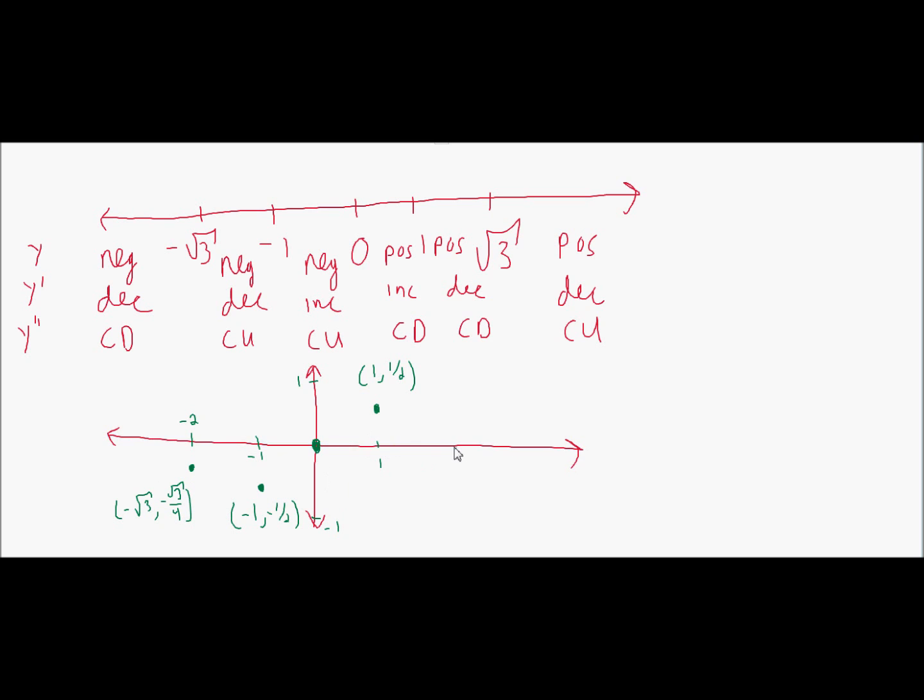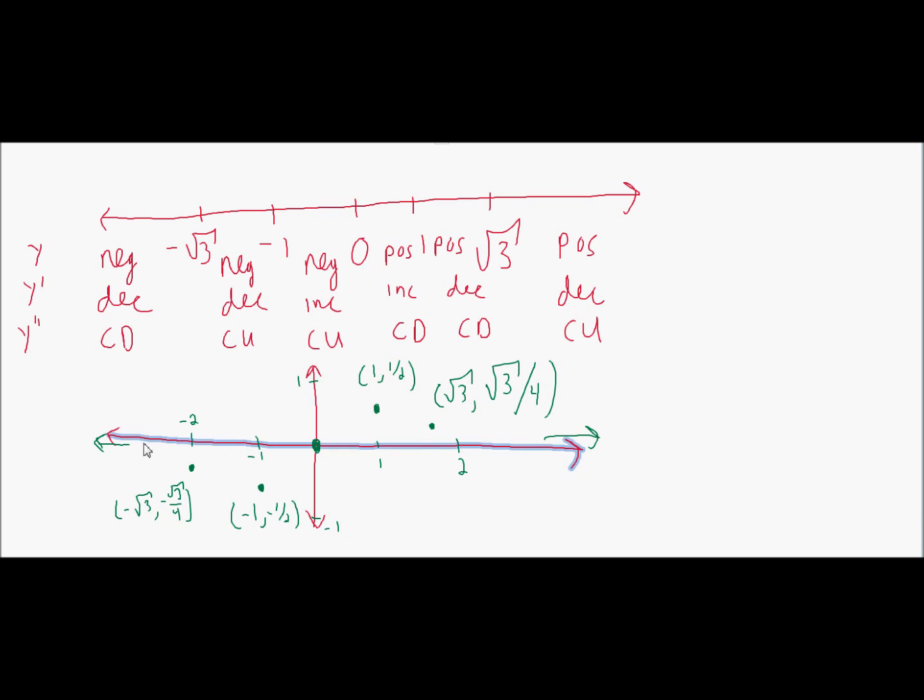Cool. And then we're also going to have the point +√3, +√3 over 4. Okay, that's that point there. And we also know the end behavior is a horizontal asymptote at 0. So on this end, it's negative. So it's going to be horizontal asymptote back this way. On this end, it's positive. It's going to be horizontal asymptote on this way.